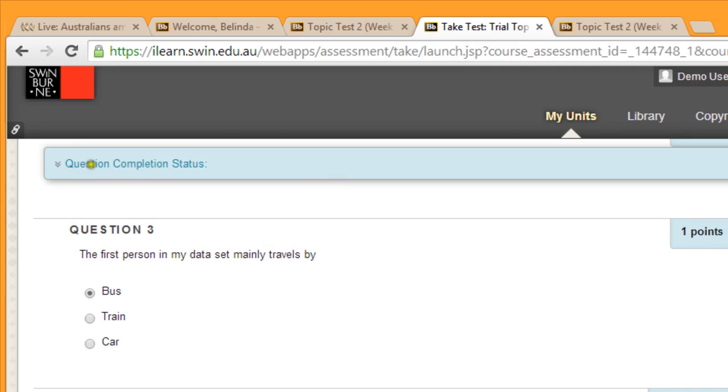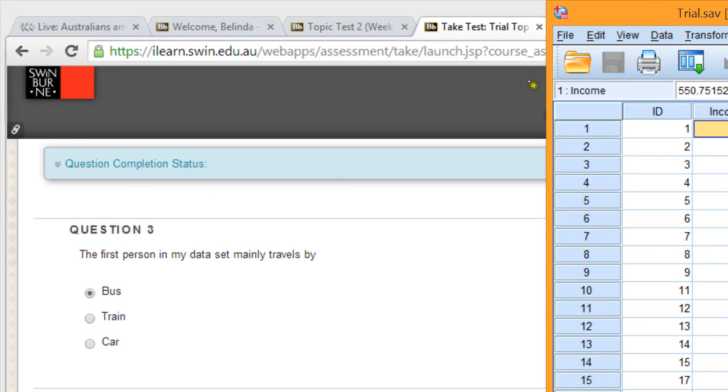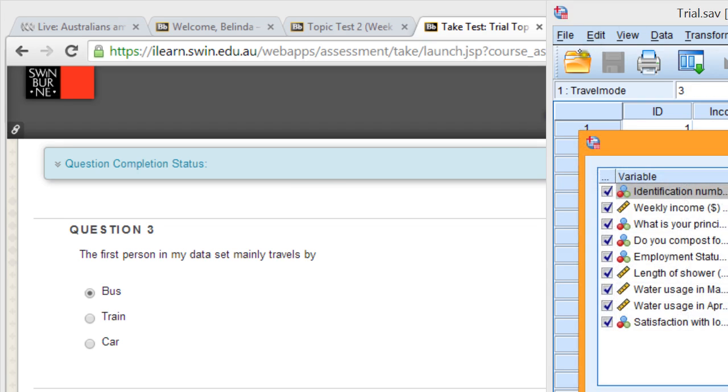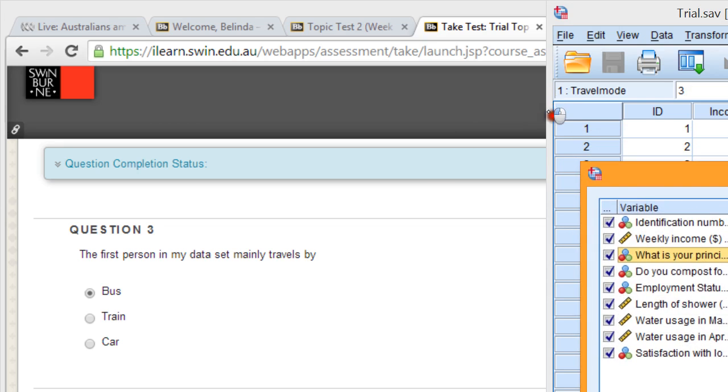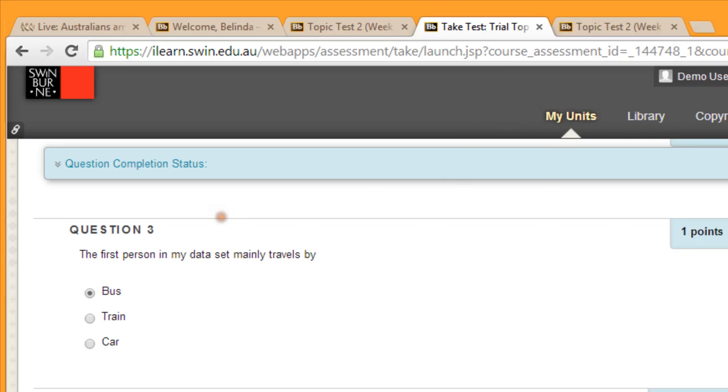Question 3. The first person in my data set mainly travels by bus, train or car. Let's find our travel mode. There's our travel mode button. Now we can have a look here. We can go down to, what is your principal mode of transport? Car, train or bus? 1, 2 or 3. Ours is 3, so ours is bus. That's already been completed.